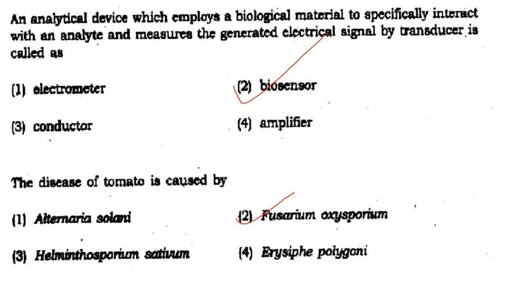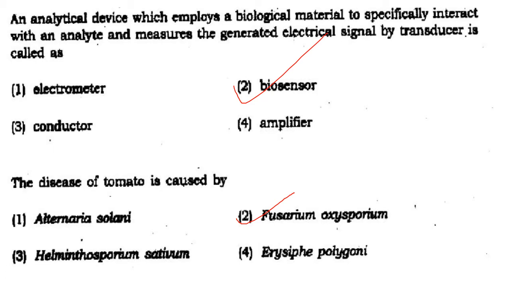An analytical device which employs a biological material to specifically interact with an analyte and measure the generated electric signal by transducer is called as option 1 electrometer, 2 biosensor, 3 conductor, 4 amplifier. Answer is option 2 biosensor.